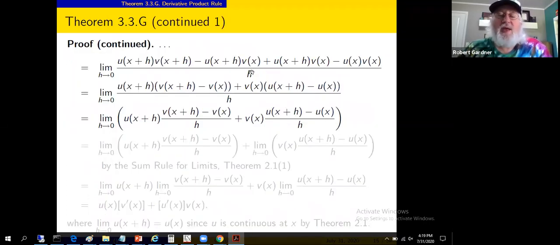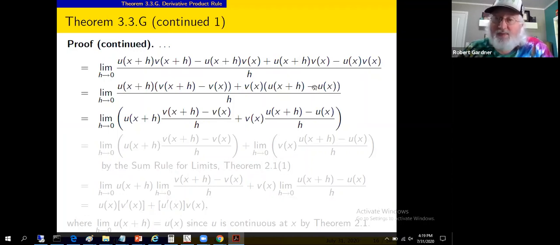All right, so here's what we had from the previous slide. Now, let's see, these first two terms share a factor of u of x plus h. Let's factor that out, leaving us with a v of x plus h minus v of x. Whoa, v of x plus h minus v of x, why that's the numerator of a difference quotient for the v function. The second pair of functions over here, they share a v of x. Let's factor the v of x out, leaving us with u of x plus h minus u of x.